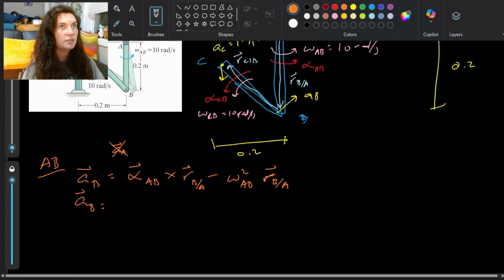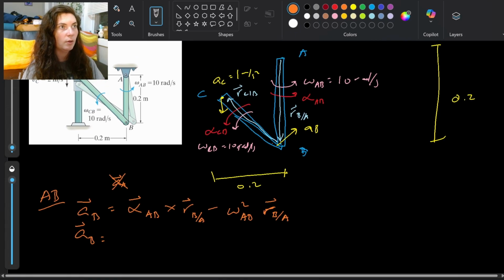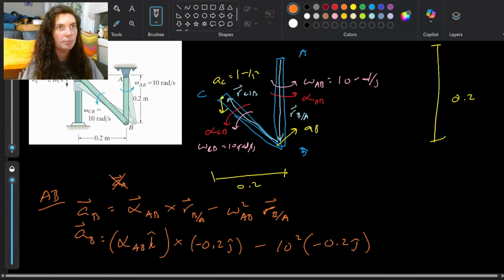I'm just going to leave it as is for now and notice that it is going counterclockwise, so that's a positive K. Alpha AB K hat cross product with my vector of RAB, and I see that it is 0.2 straight downwards. So that's going to be negative 0.2 J hat. Minus, I was given that omega, so my angular velocity of 10 squared times that vector of 0.2 J hat, that position vector.